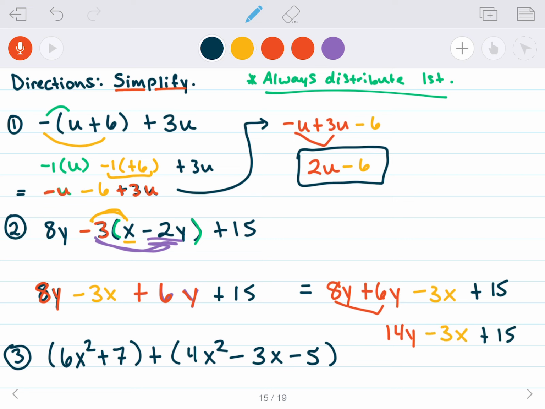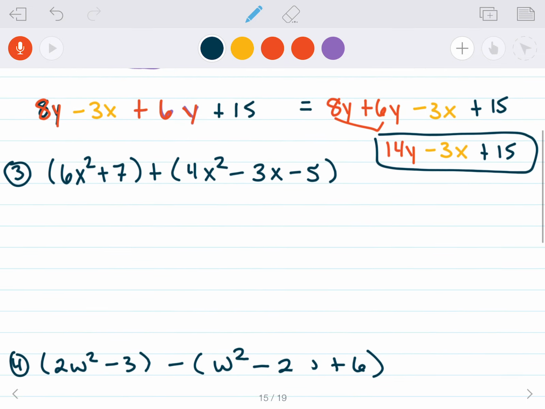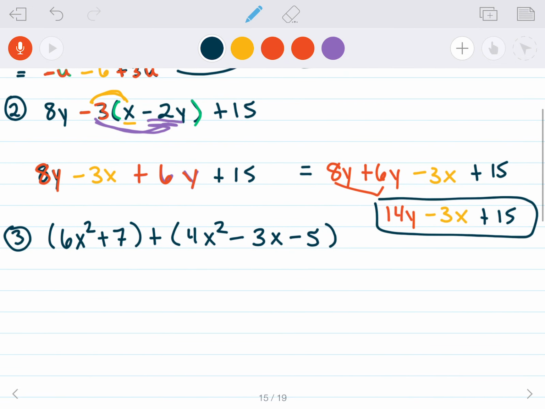And we are done here, you guys, because we have 3 terms. One of them has a y, one of them has an x, so they're not like terms, and the other one's just a constant, just a number 15. So we are done there. Okay, let's take a look at number 3. So you might see one like this on your homework.